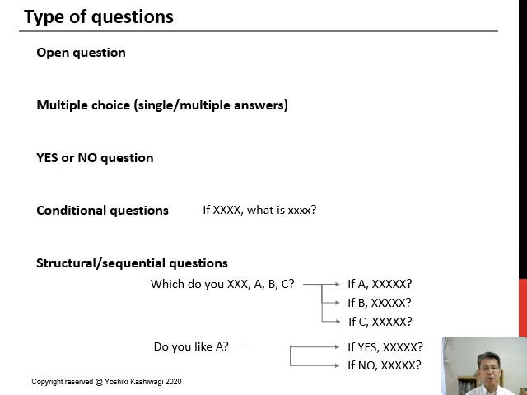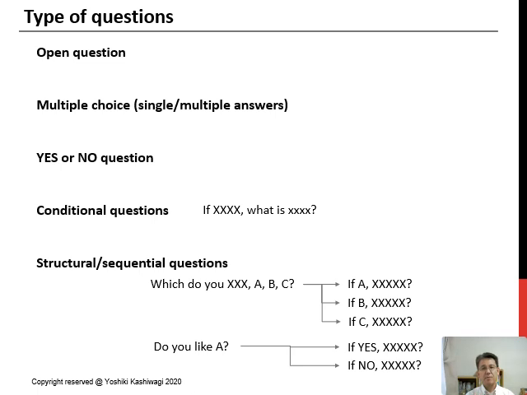And the last one, the conditional questions. This is a part of the next one, structural or sequential questions. You do not have to focus on one single question, but if something, then it goes to the next question. For example, if you are in a basketball team, then what do you like to have for lunch? This is weird, but if you are not in a basketball team, what do you something? This is all a conditional question.